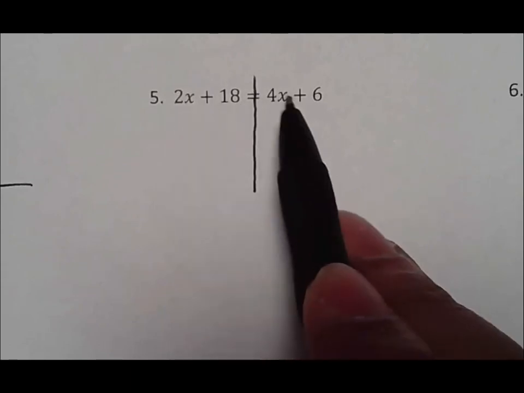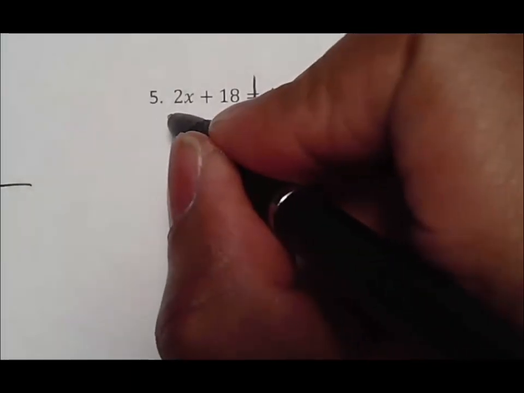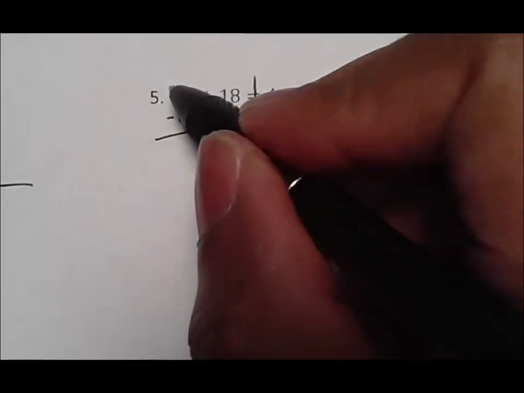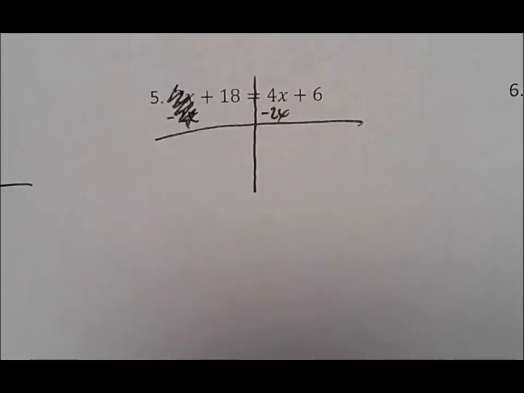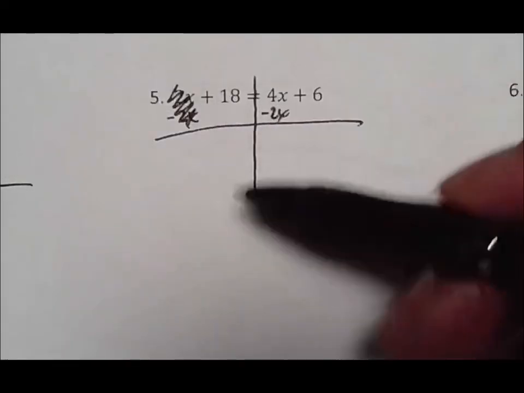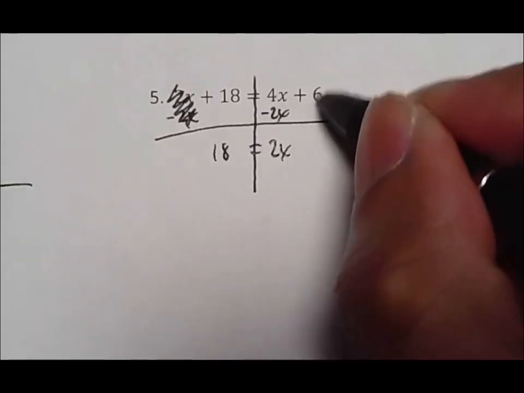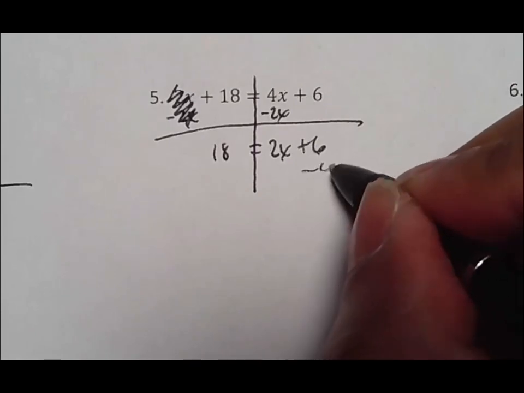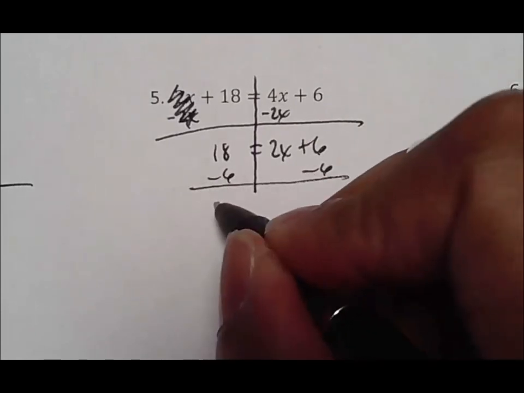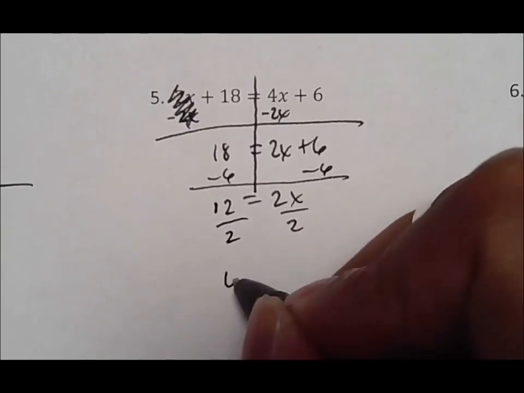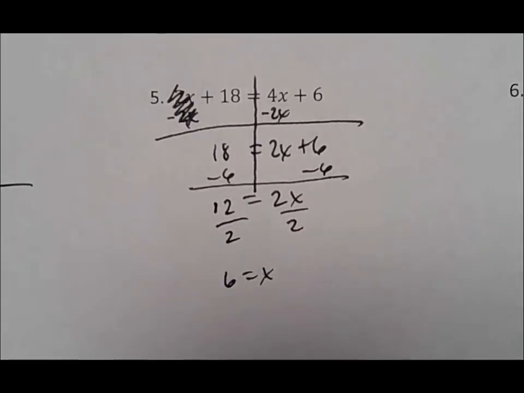Once again, 2x, 4x. X is on both sides. So what we'll do is we'll move our 2x because it's smaller. And again, if it keeps you from messing up, scribble that whole thing out so you don't even see it. Because now the only thing I see on the left side is 18 equals 4 minus 2 is 2x plus 6. And then from there, everything else is the same. The exact same.